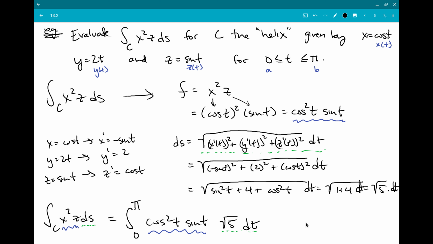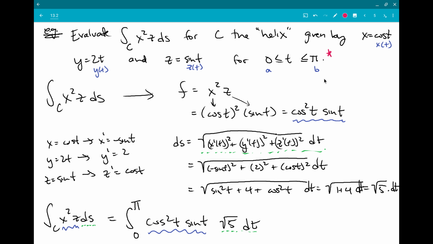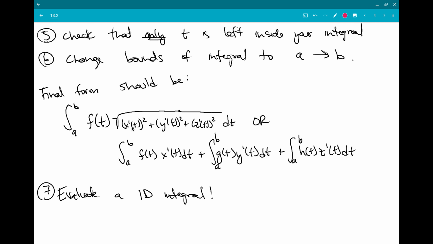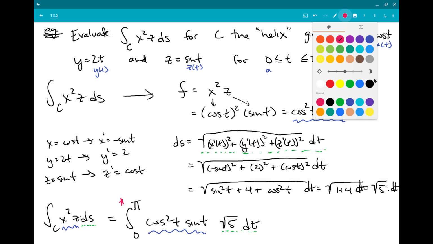I'll just put a little star here, and then we'll put a star here to show that that's where those values 0 to pi came from. And so my final form is an integral from some a to b, of something that depends only on time, with respect to time. And that's exactly what I'm seeing here: 0 to pi, function of time, with respect to time.